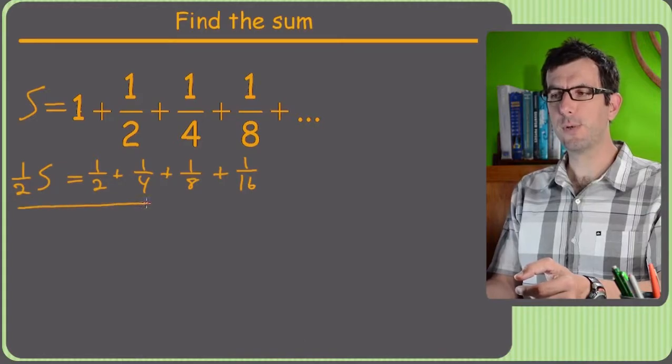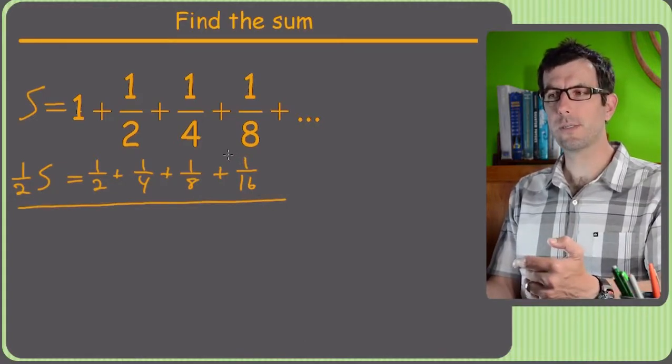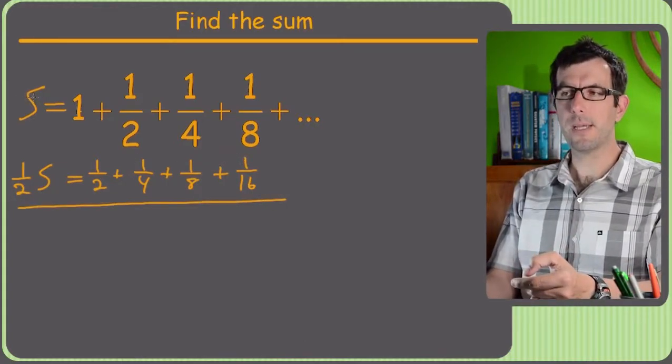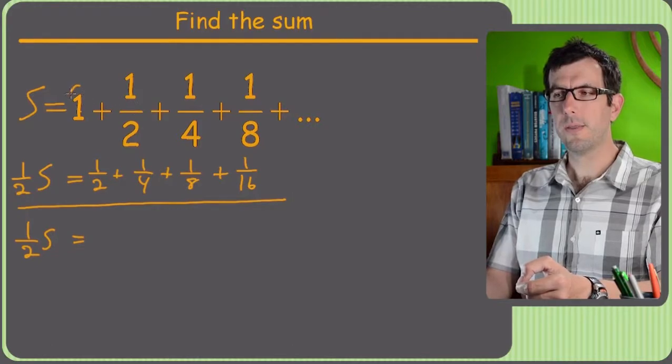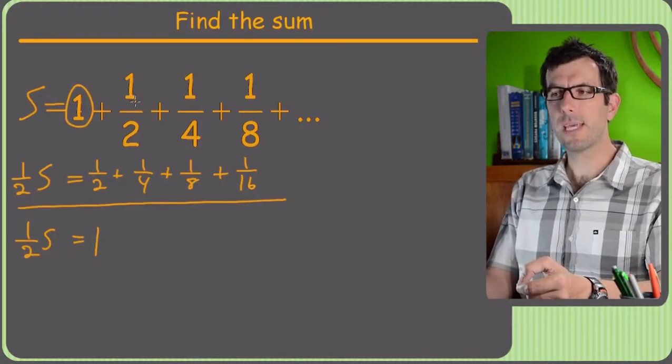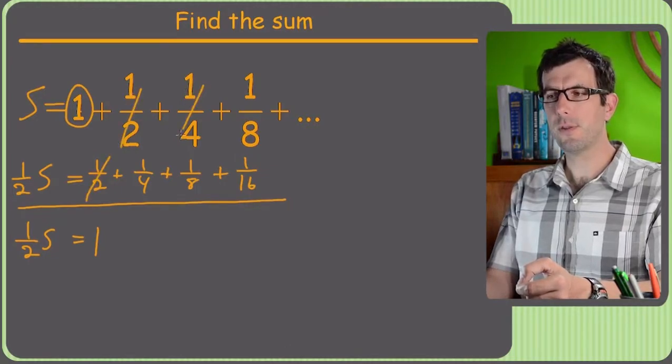And now we're going to use the old algebra trick of subtracting equations. If I subtract the left-hand side, I just get s minus 1/2 s, so I get 1/2 s. And on the right, this 1 doesn't have anything to subtract from, so I still have a 1 over here. But everything else cancels. 1/2 minus 1/2 is 0. 1/4 cancels. 1/8 cancels. There's obviously 1/16 that would have been here that cancels.